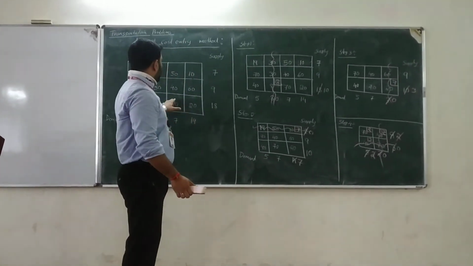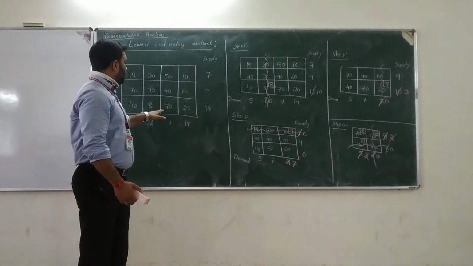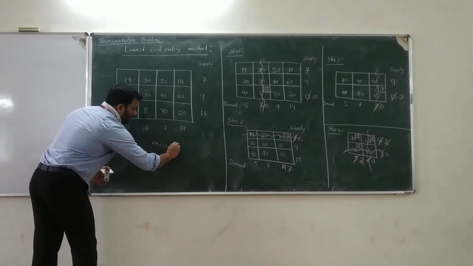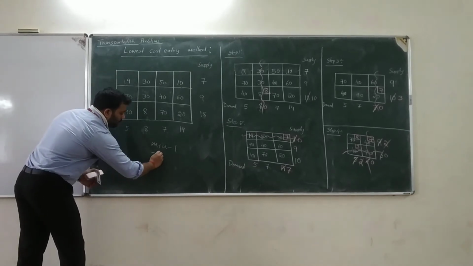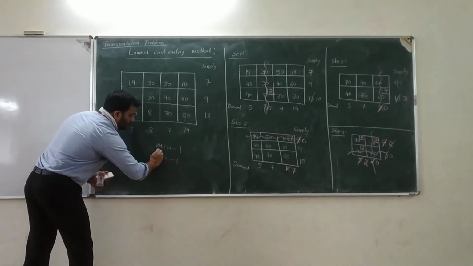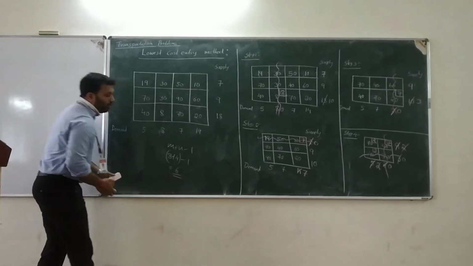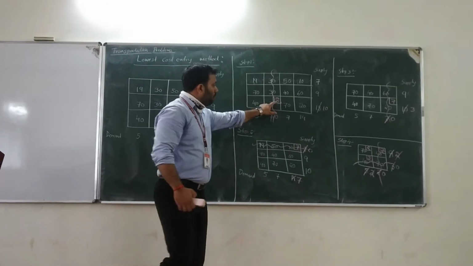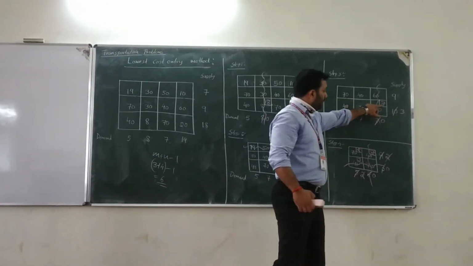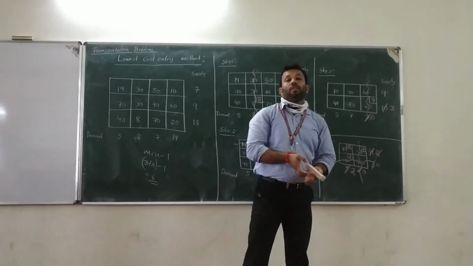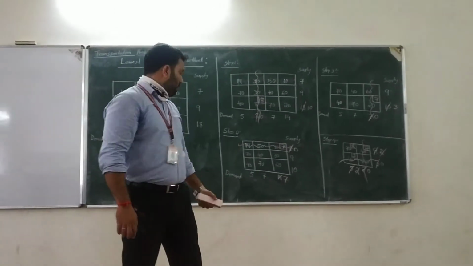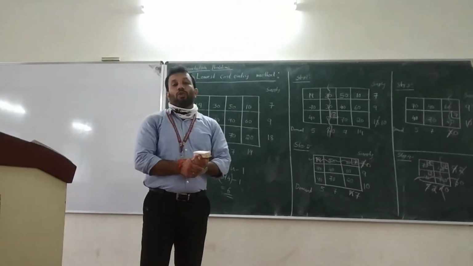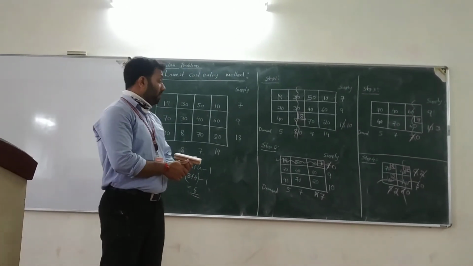Here this is a 3 cross 4 matrix. 3 cross 4 in the sense m plus n minus 1 rule. So here it is 3 plus 4 minus 1, 6. So the number of allocations we need to get is 6. So we have 1 position, 2, 3, 4, 5, 6. We have 6 allocated positions, so the condition is satisfied. So we have got the feasible solution, or the final solution.